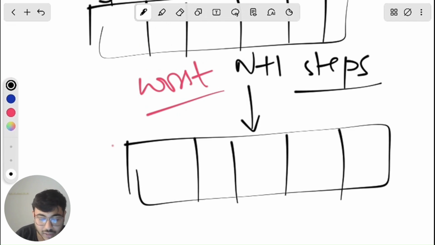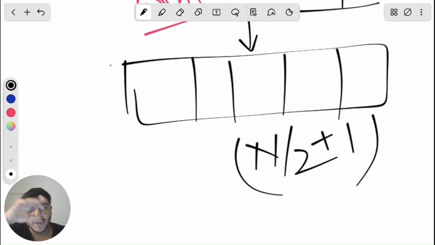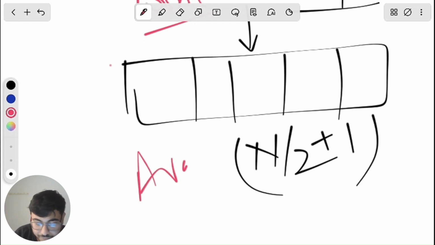Let's say it is somewhere in between. So it will take about n by 2 number of steps, or n by 2 plus 1 number of steps. So this is basically the average runtime in between. Right, so this basically means the average.